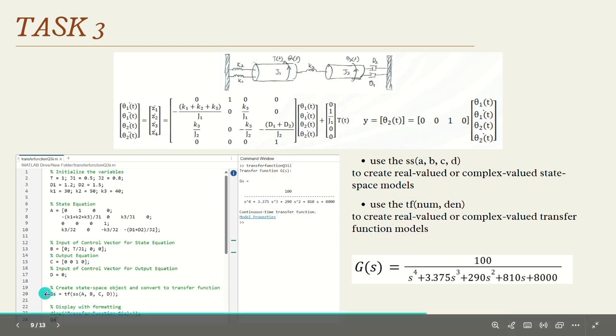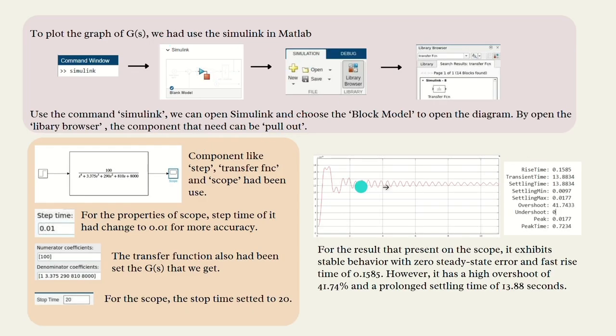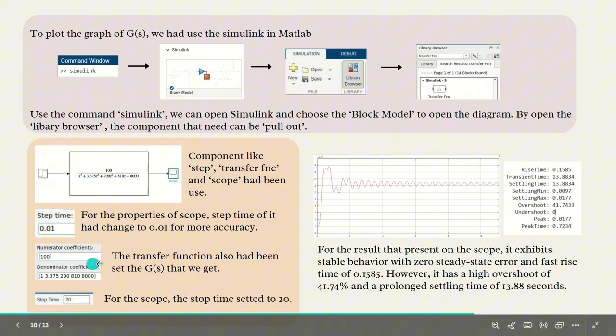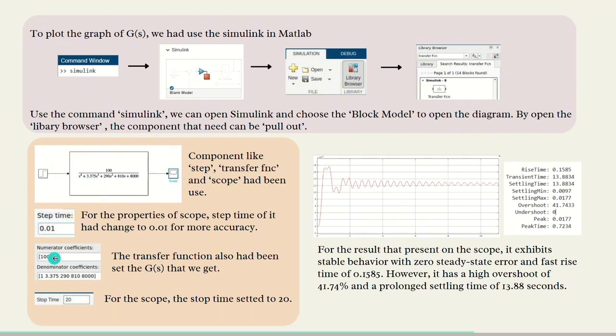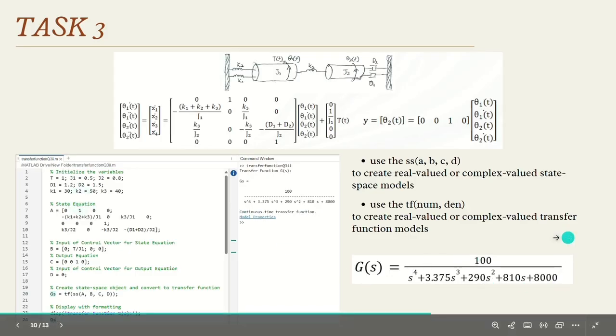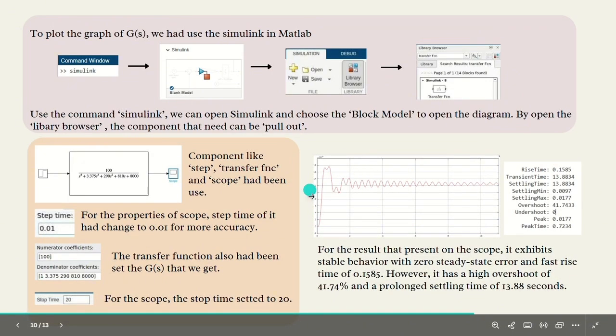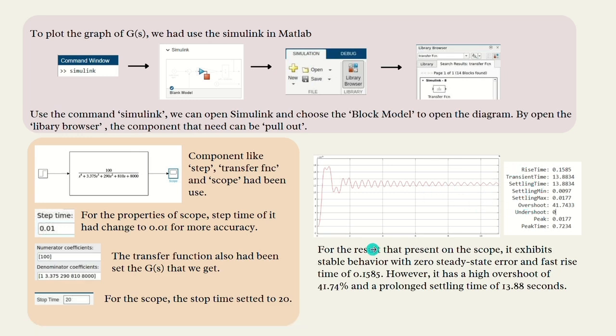Like here in the window, after we use this code and run it, it gives us the transfer function G(s). So we get the final answer, and after getting this final answer, we can use Simulink to get the graph. How to open Simulink is the same as the previous one, in Task 2C. So we already set it up. Here's how to set it up. For the transfer function, we write the numerator and denominator that we get here. Then after we run it, we can get the result and also the information of it.